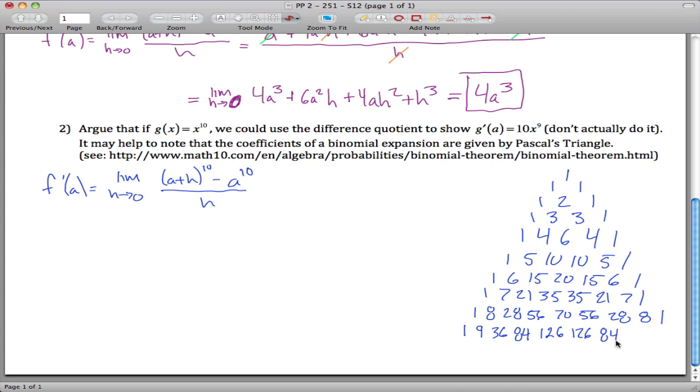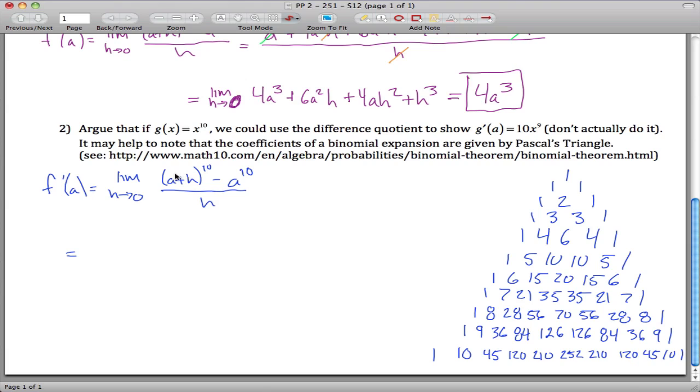I got some patterns going on here. And finally, the last row is a 1, a 10, a 45, 120, 210, 252, 210, 120, 45, 10, and 1. So anyways, the reason I created this whole thing is because a plus h to the 10th, if you expand this whole thing out, the coefficients are given by this last row right here.